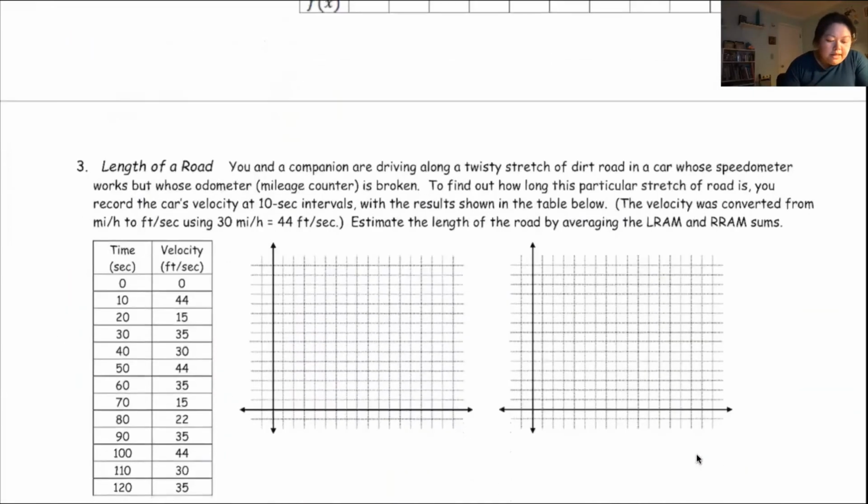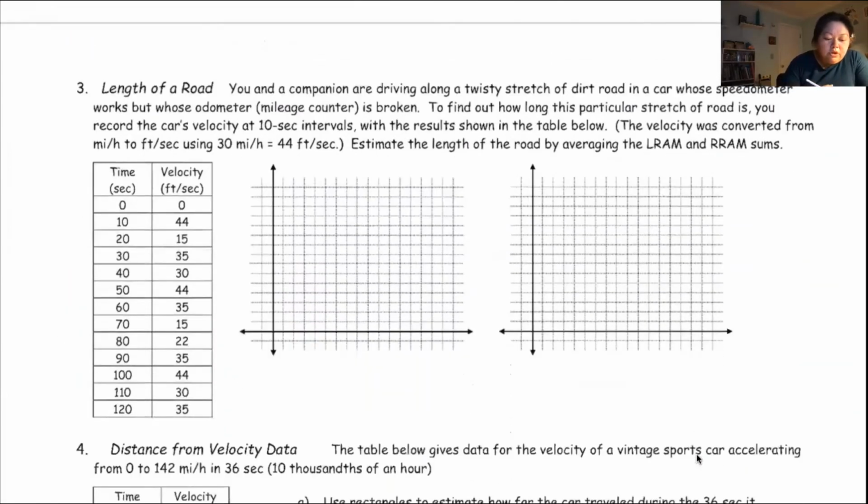So for example, in a problem like number 3 here, it says a length of a road. You and a companion are driving along a twisty stretch of dirt road in a car whose speedometer works, but the odometer is broken. So you know how fast you're going, you don't know how far you've gone. Okay. To find out how long this particular stretch of road is, you record the velocity at 10-second intervals. So every 10 seconds you record, this is how fast we're going, this is how fast we're going, this is how fast we're going. So again, do you see how in this t-table you can easily look at the fact that you have LRAM and RRAM, but there's no MRAM because you don't have a data point for the midpoint, right? So it says estimate the length of road by averaging LRAM and RRAM sums, okay?